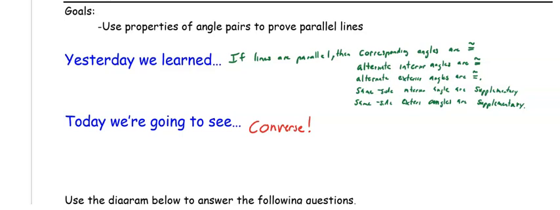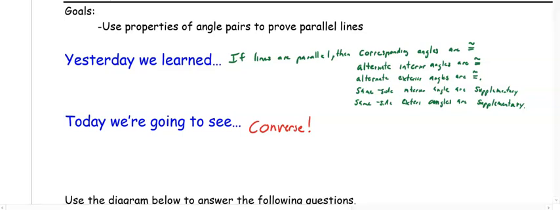This video is about using properties of angle pairs to prove parallel lines. So yesterday we learned if lines are parallel, then corresponding angles are congruent, alternate interior angles are congruent, alternate exterior angles are congruent, same side interior angles are supplementary, and same side exterior angles are supplementary.